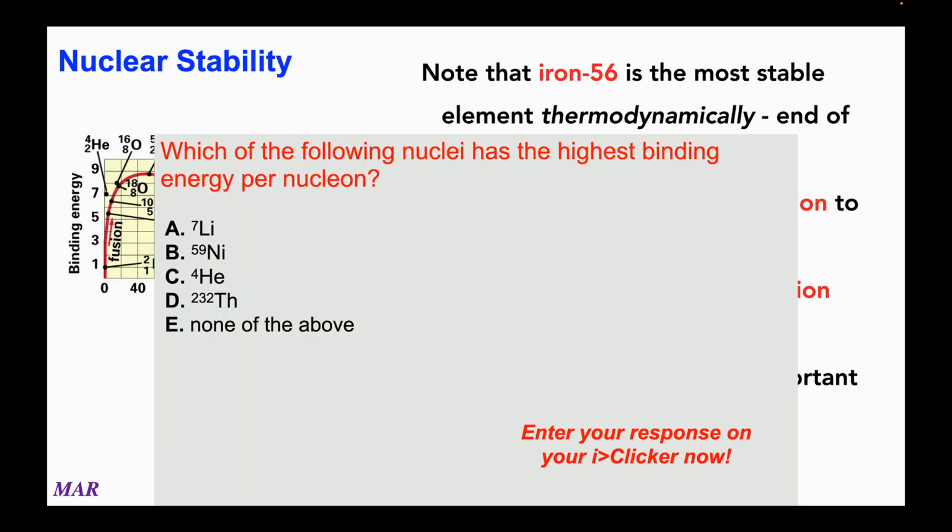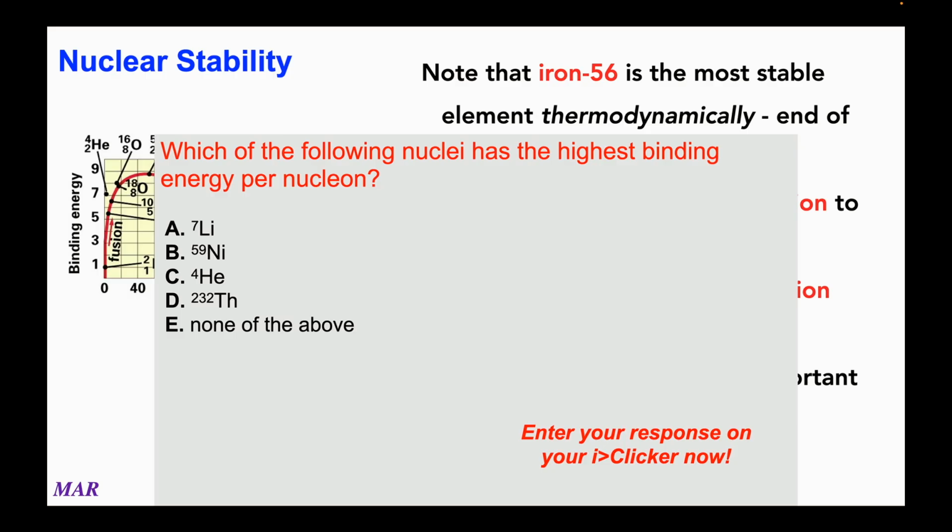So this is a question you might see. It says, which of the following nuclei has the highest binding energy per nucleon? And it lists the lithium, a nickel, a helium, and a thorium. This would normally be kind of a difficult question to answer because how do you know? You probably don't have a table of binding energies nearby, and it's hard to look up. However, if you have to guess, which is basically what I'm forcing you to do in this problem, you want to pick the element which is closest to iron on the periodic table.